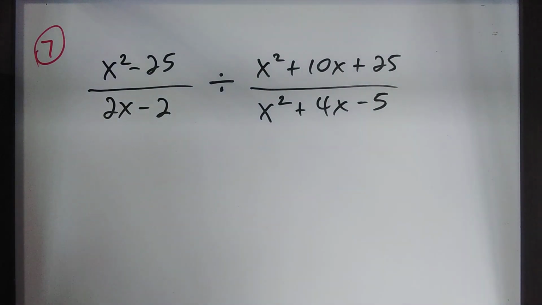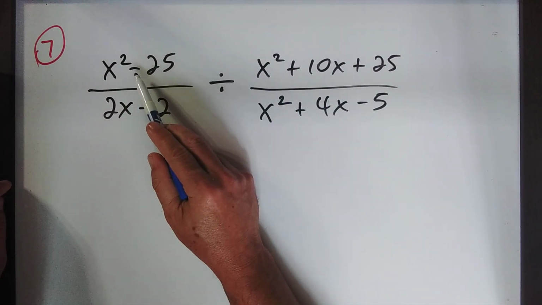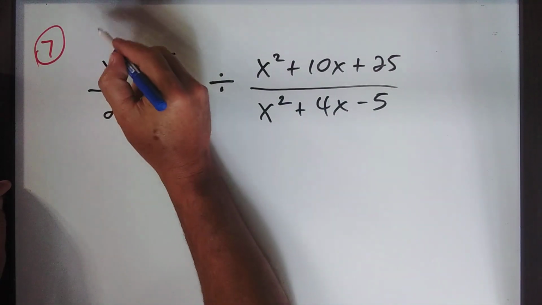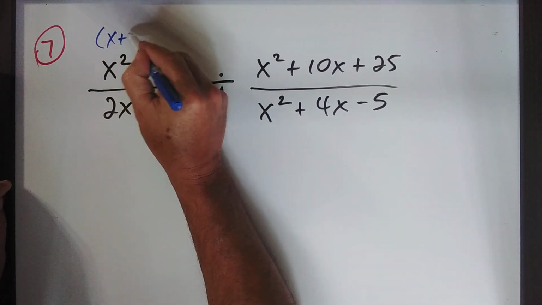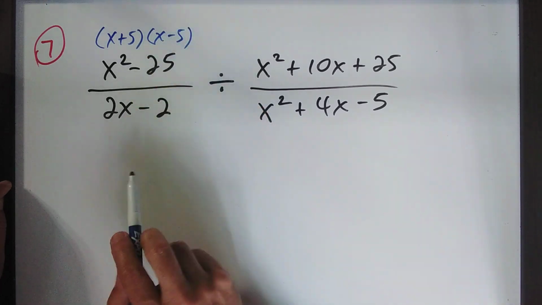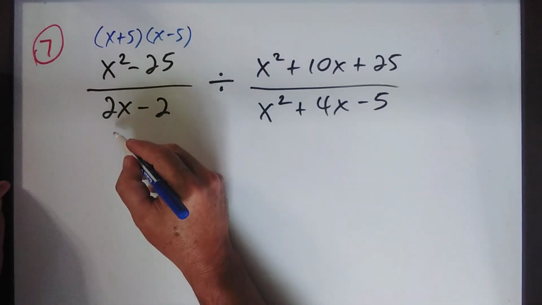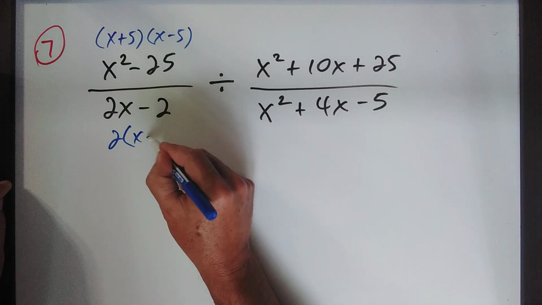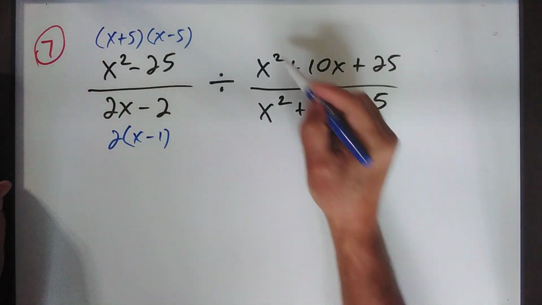Okay guys, let's do just one more example, alright? So I'm going to factor this, difference of 2 squares, so I'm going to have x plus 5 times x minus 5. Over here, GCF 2 times x minus 1, trinomial.